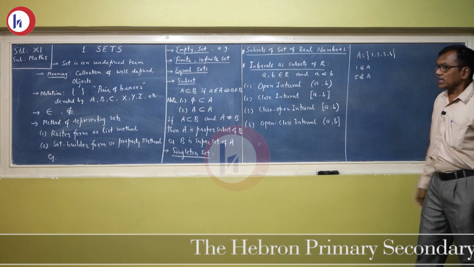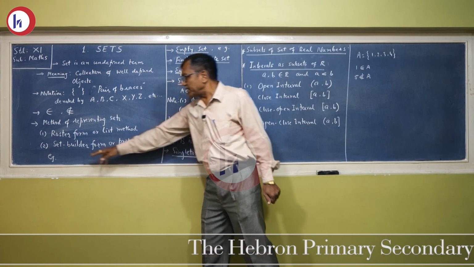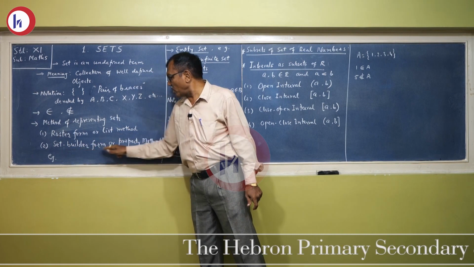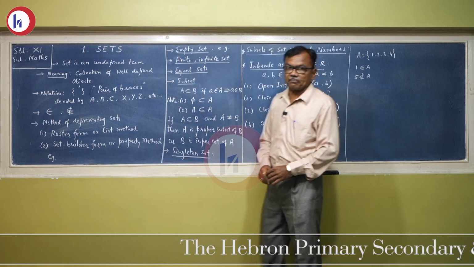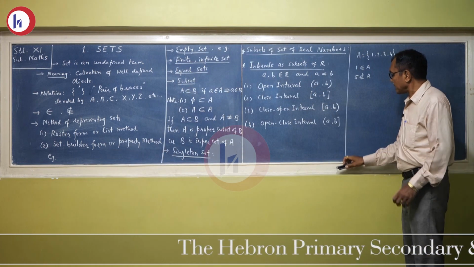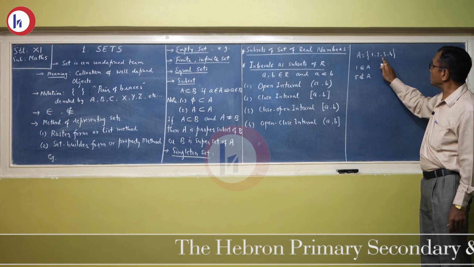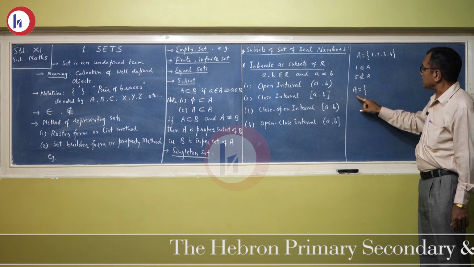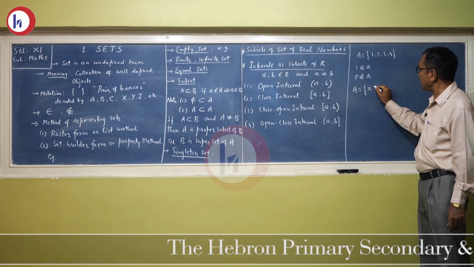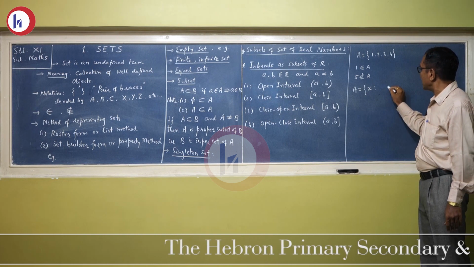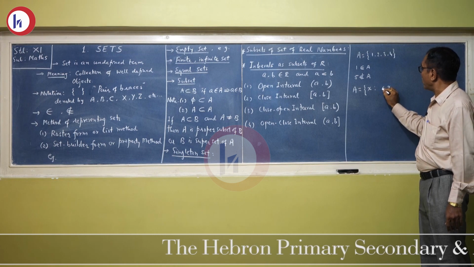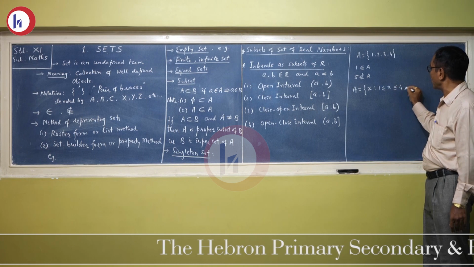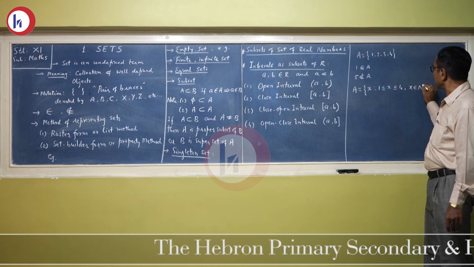The same set can also be written in the set builder form. Another method of representation of a set is the set builder form, or we say the property method. The same set A equals 1, 2, 3, 4 can be written in set builder form like this: set A equals the set of x, where x is greater than or equal to 1, less than or equal to 4, and x belongs to the set N.